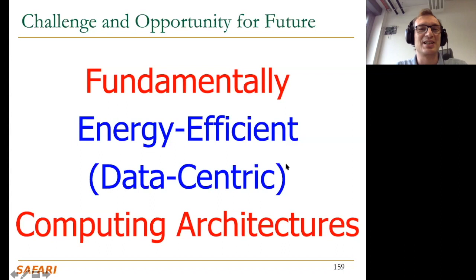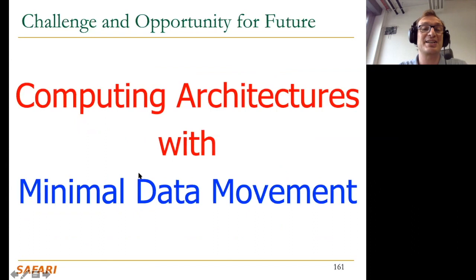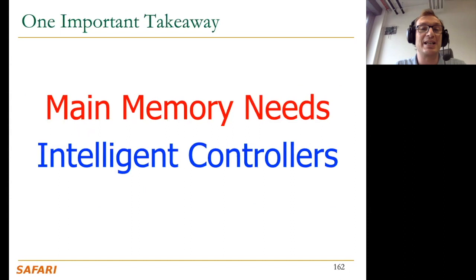Basically, there's a huge challenge we have. We want energy efficiency that comes from being data-centric. We want high performance that comes from being data-centric. And we want low latency that also comes from being data-centric. And we want computing architectures with minimal data movement. And that requires intelligent controllers.